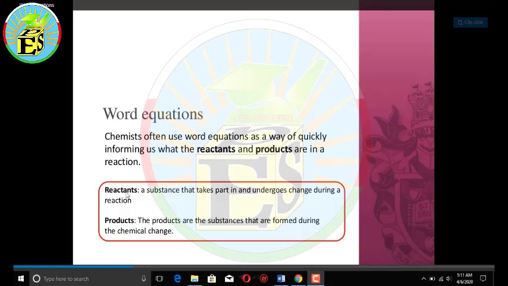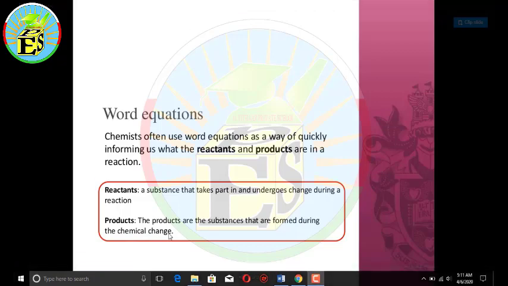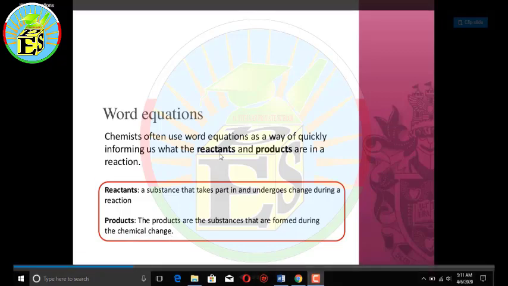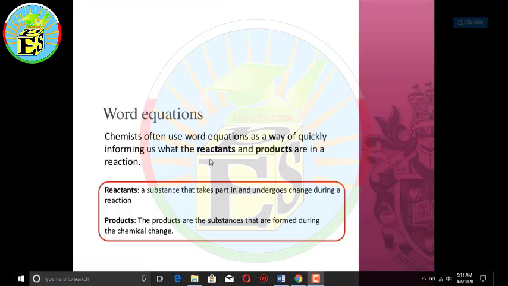Here is the definition of reactants and product. A reactant is a substance that takes part in and undergoes change during a reaction, and the products are the substances that are formed during the chemical reaction. So now there are two terms in front of you while you are studying the word equation: reactants and product. Reactants are the substances which will react with each other, and the products are the substances which will be produced after the reaction. After the reaction, you will get the result in the form of products.